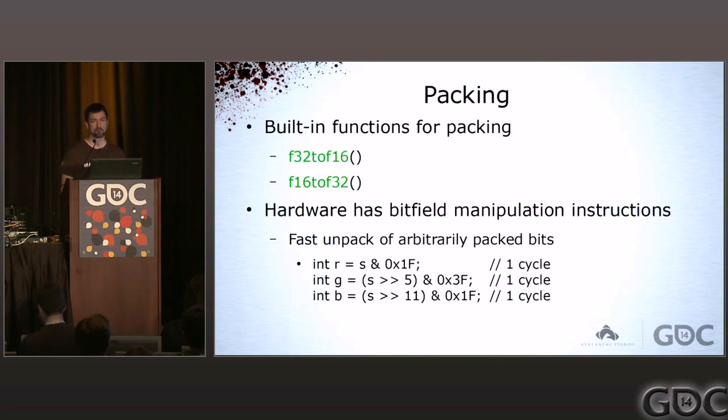One thing that's going to be more and more important these days is to pack your data, because bandwidth doesn't scale as fast as ALU does. So it makes more and more sense to pack your data as compact as possible. And the hardware has a bunch of new interesting functions for that. You can convert between 32 and 16-bit floats, for instance, in a single cycle. And it also has bit field manipulation instructions. So if you're packing, say, a 16-bit color in the good old 565 bit field, you can actually just extract those in a single cycle for each component. So it's actually quite fast.